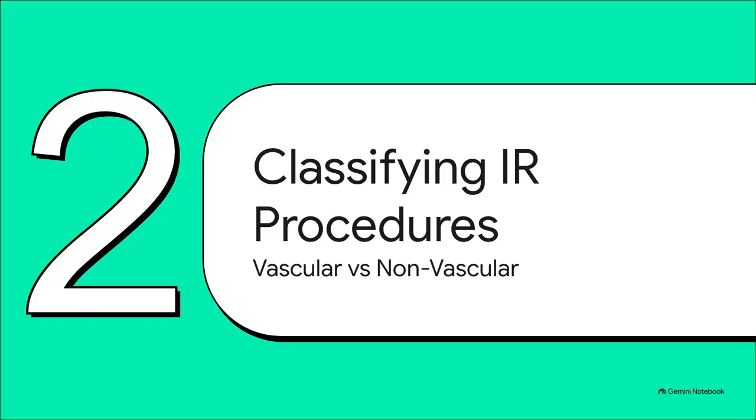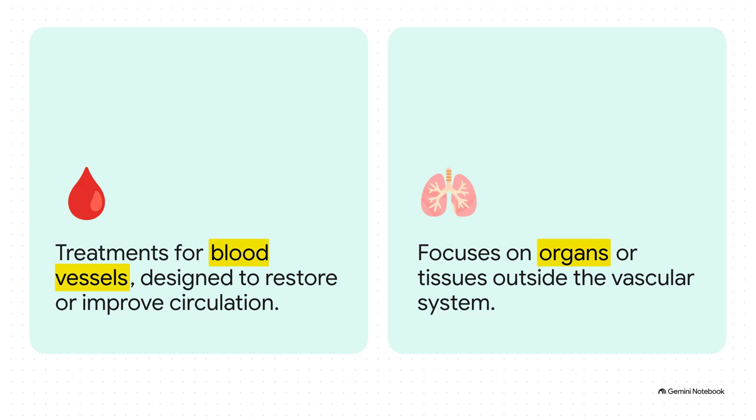Section 2. Classifying IR procedures. Now let's zoom in. The absolute first step you must take when looking at an operative report is splitting the procedure into one of two highly distinct categories. We have to differentiate between what's happening inside the blood vessels versus what's targeting other anatomical structures.